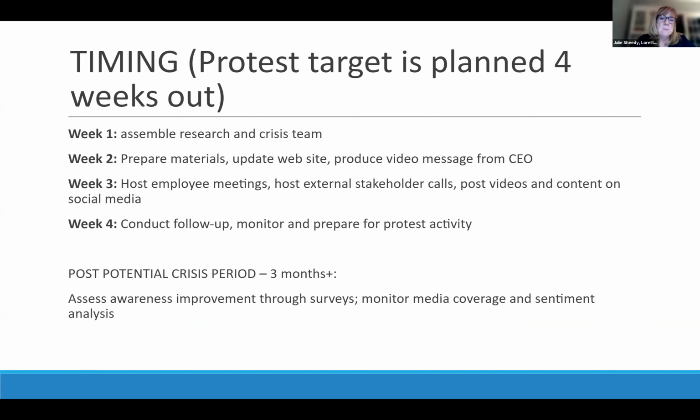Prepare materials, update website, produce a message from the CEO or other videos, host the meetings, the calls, post videos and content online, and then conduct some follow-up, monitor, and prepare for any protest activity. And then as we get farther, depending on if there's a protest or not, would continue to assess awareness improvement through surveys, monitor media coverage, and sentiment analysis.